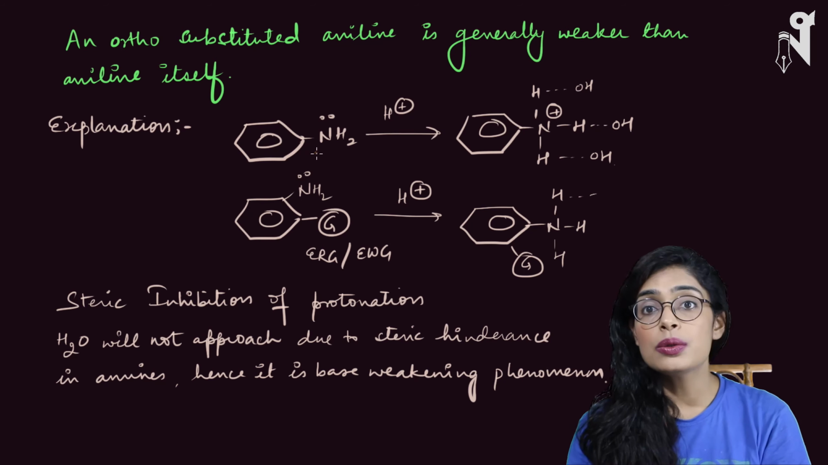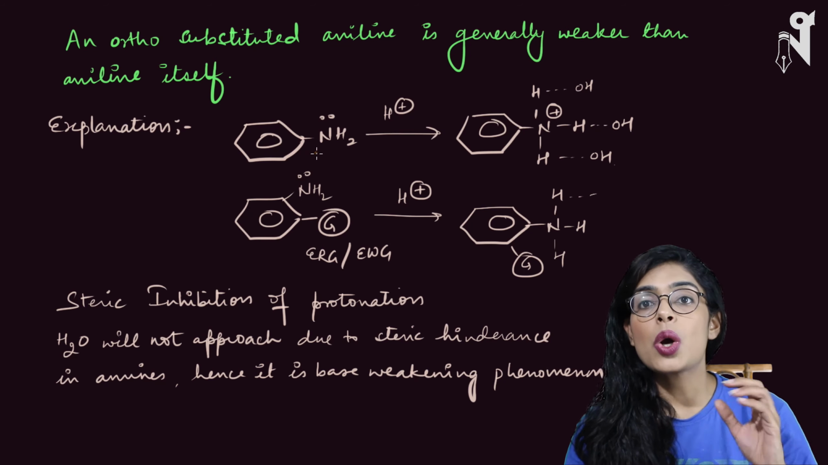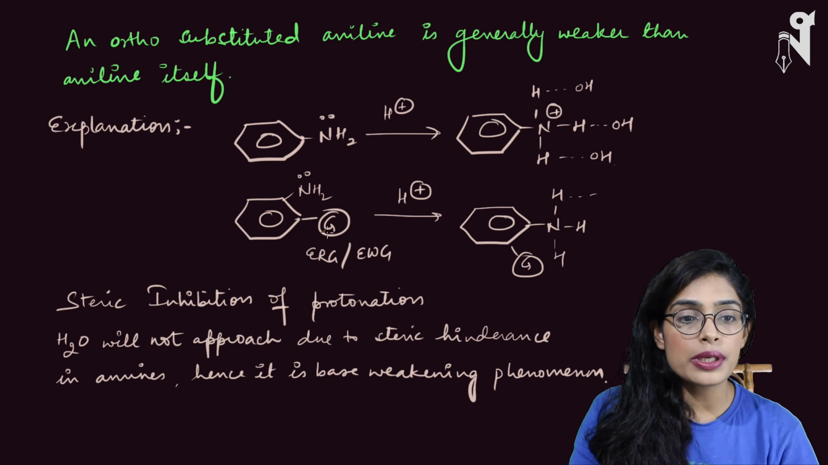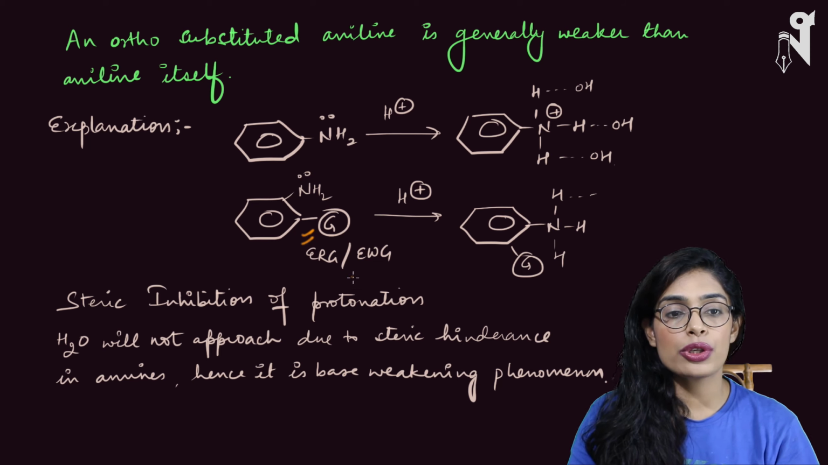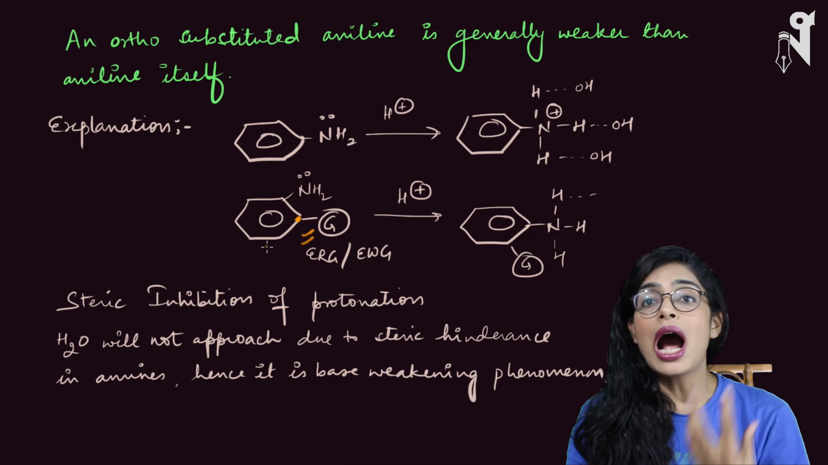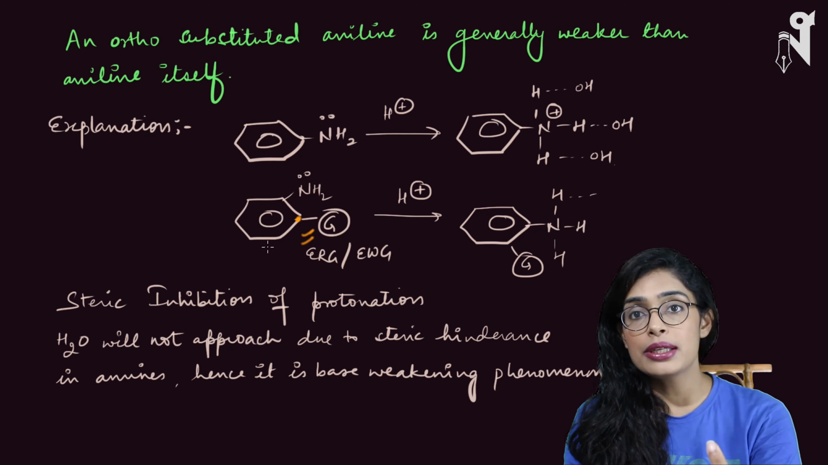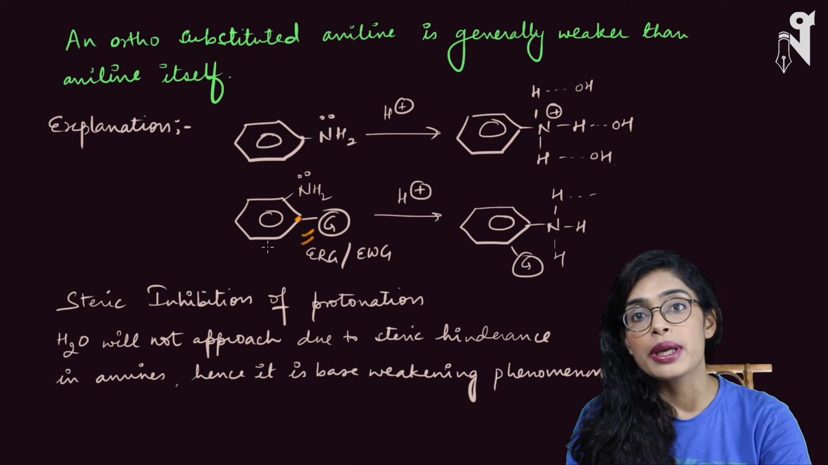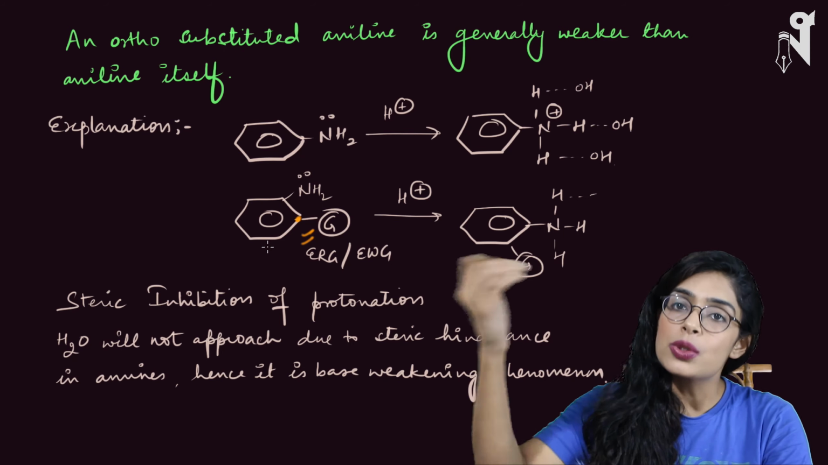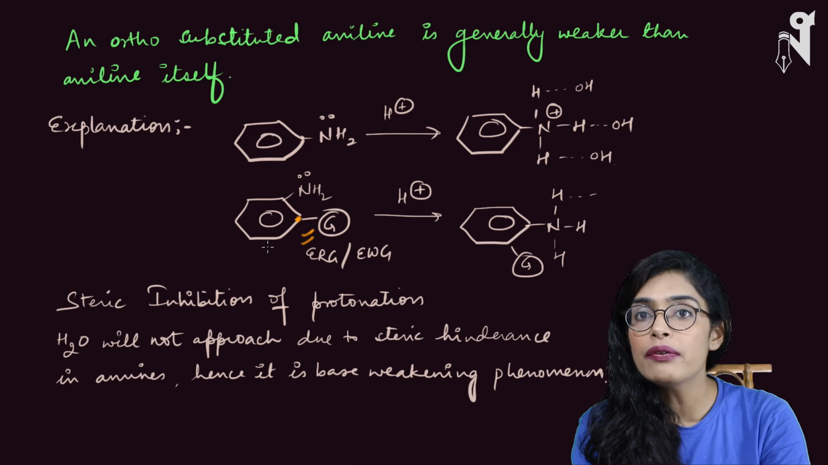Let's understand. The concept here is again of crowding. When you have any group present on the ortho position, which I have shown over here, the G is present on the ortho position. This G can be electron releasing or electron withdrawing. Now how does nitrogen act as a base? What is the definition of a base? Nitrogen has to give its lone pair to something, or it has to take H plus. Either way it has to behave.